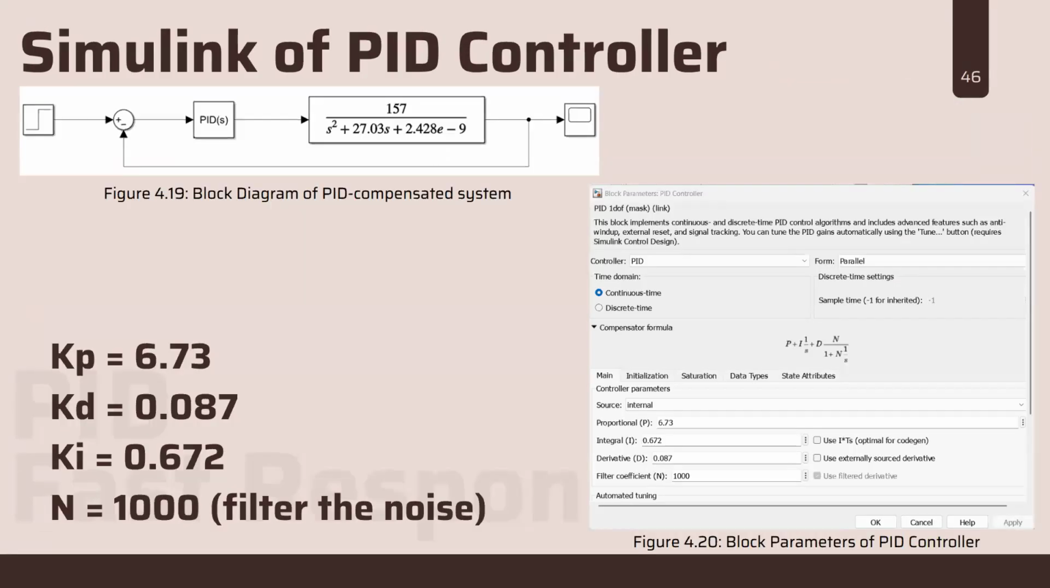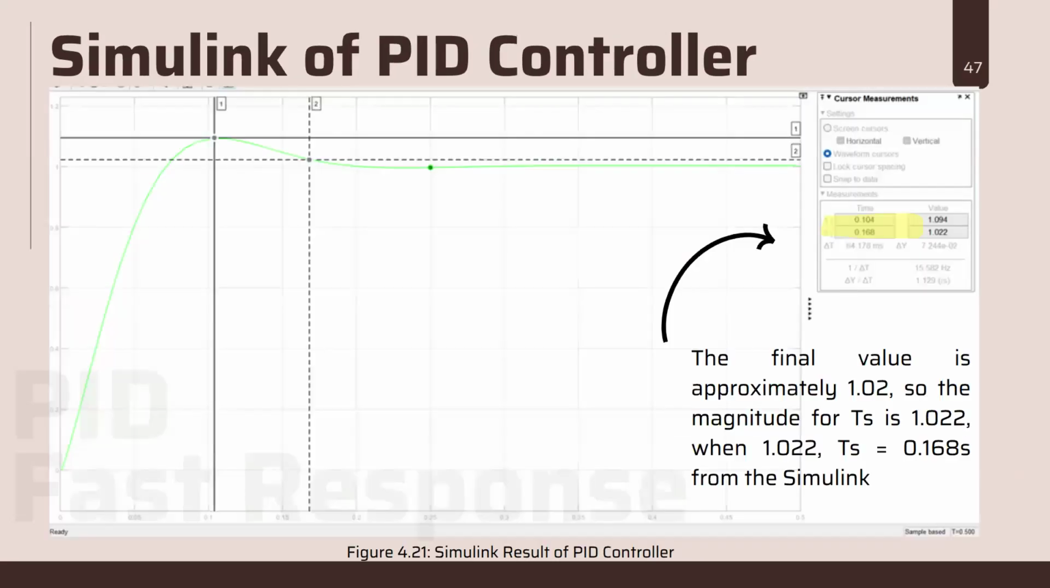This one is the simulation of the PID controller, where the Kp, Ki, Kd are from the previous calculation, and the N is also the same. Okay, next. This one is the graph of the simulation of the PID controller. Same as before, we cannot directly find the settling time and peak time, so I adjusted manually. So we can get the Ts equals 0.168. So next.